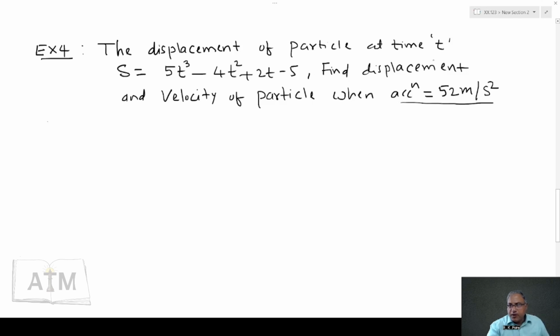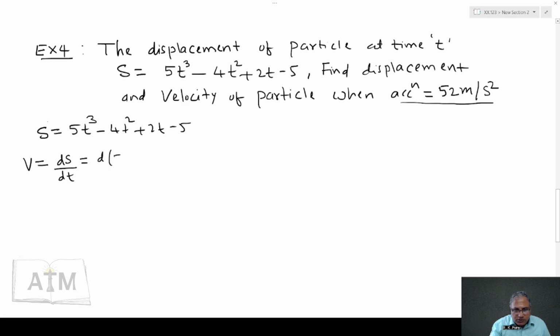Example 4. The displacement of a particle is s equals 5t cube minus 4t square plus 2t minus 5. Find the displacement and velocity of the particle when acceleration becomes 52 meter per second square. Now we need to find velocity. Velocity is nothing but ds by dt. So that equals the differentiation of 5t cube minus 4t square plus 2t minus 5 with respect to t, which equals 15t square minus 8t plus 2.